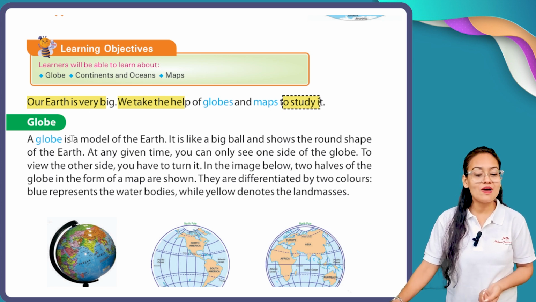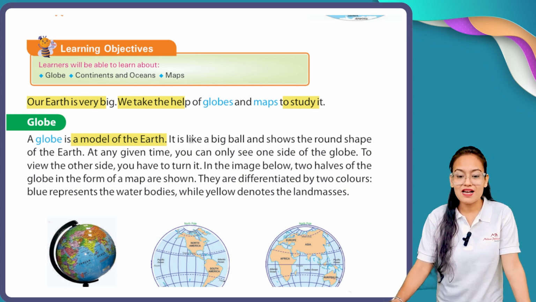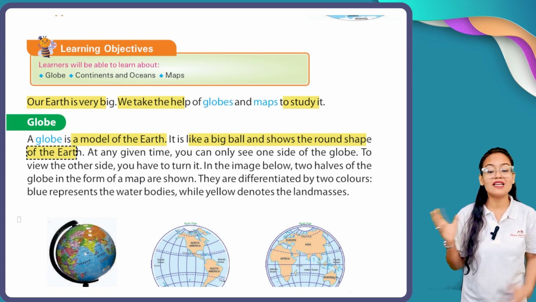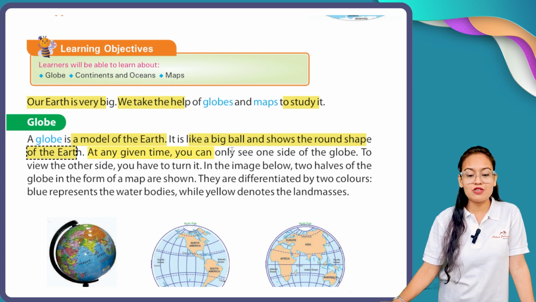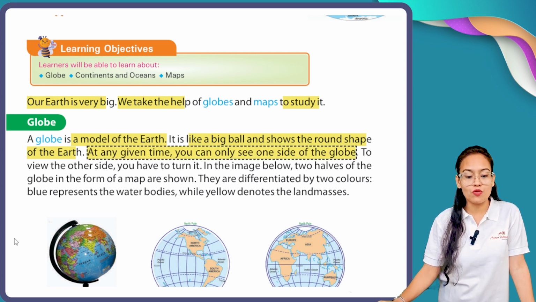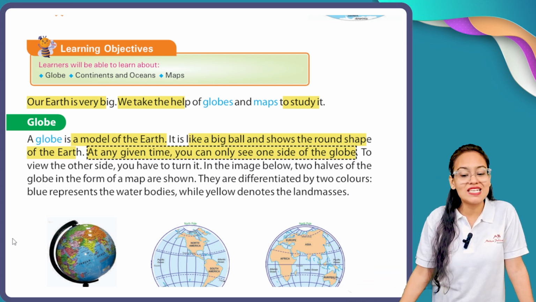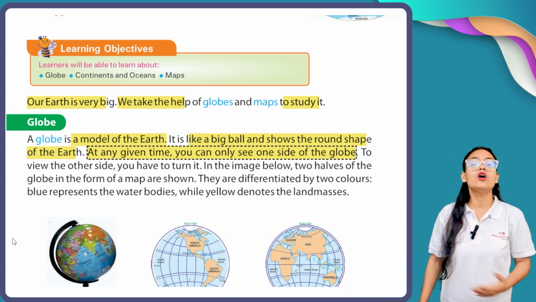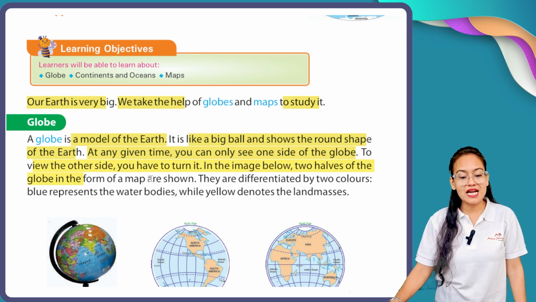Now what is the meaning of globe? A globe is a model of the Earth. It is like a big ball and shows the round shape of the Earth. At any given time you can only see one side of the globe. It is not possible that at one go you can view all sides of the globe. To view the other side you have to turn it.